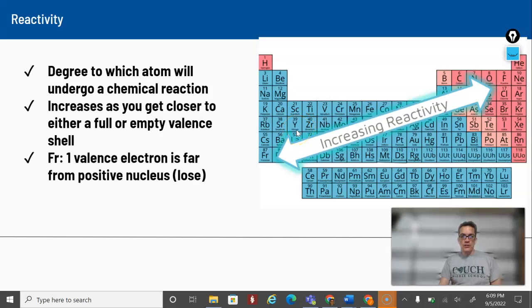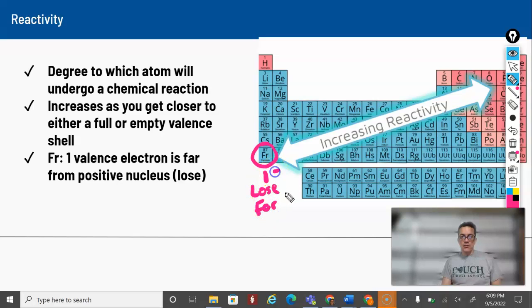If we look at the left-hand side, and we see the most reactive of all the elements that we have over here, we tend to see that francium is down there. So let's think about why is francium super reactive? Well, it's only got 1 valence electron, right? Which means it wants to lose that 1 valence electron. And that 1 valence electron, which has a negative charge, is really, really far away from the nucleus. So it's kind of easy for it to get plucked off.